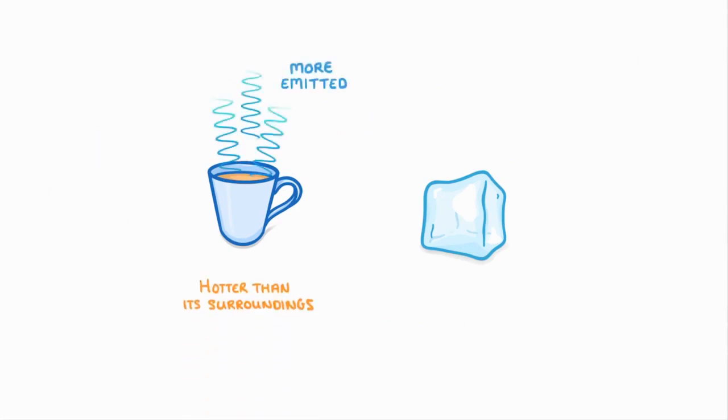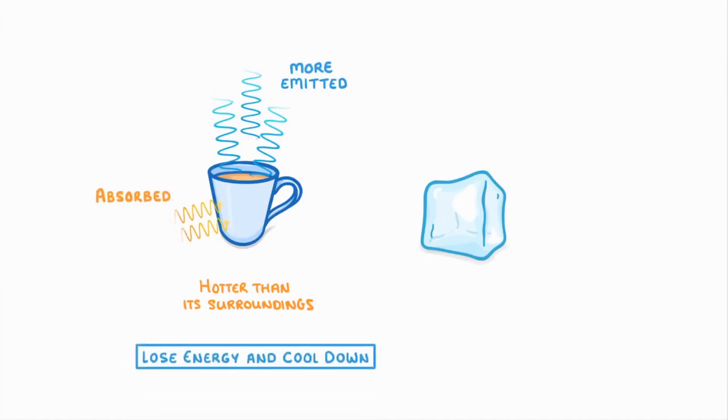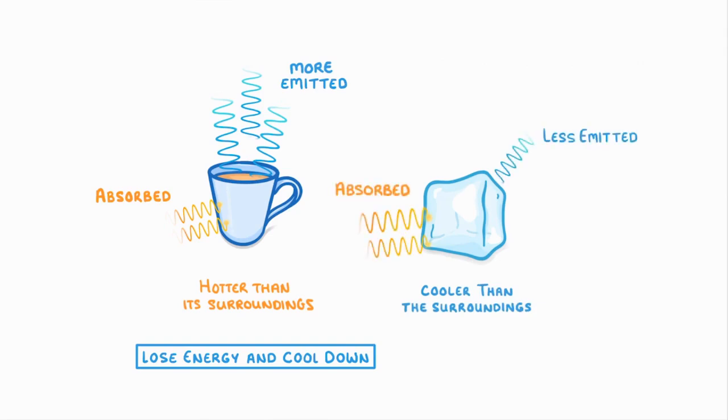For an object like our cup of tea, which is hotter than its surroundings, more radiation will be emitted than absorbed. So overall, it will lose energy and cool down. For an object like our ice cube though, which is cooler than the surroundings, less energy will be emitted than absorbed, and so it will slowly warm up.